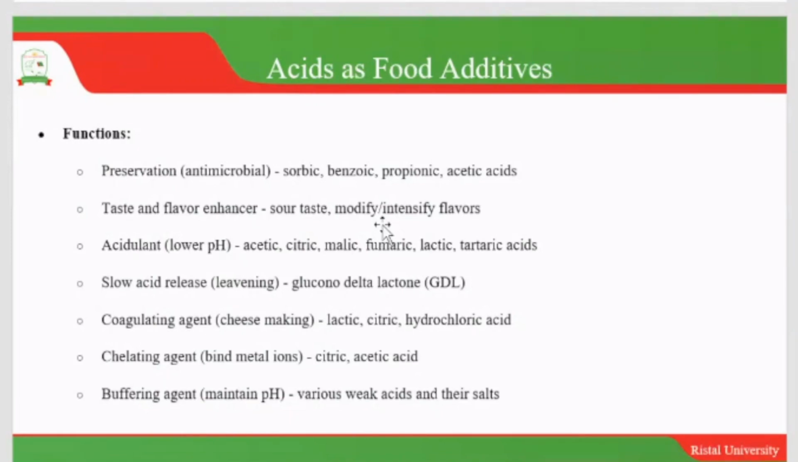But also slow acid release, such as the glucono-delta-lactone, which is key in the leavening of breads and also those other wheat products, and as a coagulating agent in cheese making. That is the lactic acid, the citric acid, and also the hydrochloric acid.